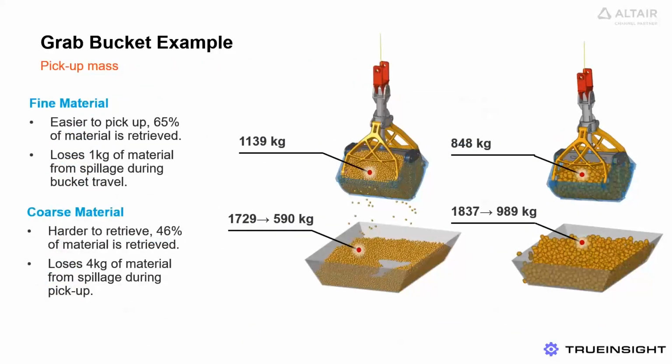We can also analyze the efficiency of filling the grabs with different bulk material. Here we have a fine and coarse material again, so you can see that with the fine material, the grab is able to contain a higher mass than the coarse material. We also see that the fine material has a loss of about 1 kilogram due to spillage during the movement of the bucket, whereas with the coarse material, we have a greater amount of spillage, due also to the grab's inability to close on the coarser particles.